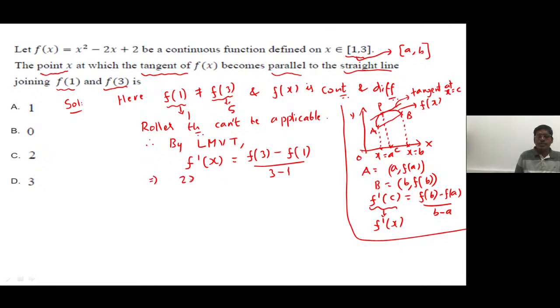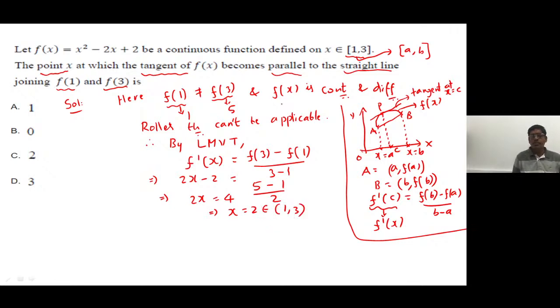Differentiate with respect to x: x square derivative 2x, 2x derivative 2, constant derivative 0. Substituting f of 3, which I just calculated, value 5, minus f of 1, value 1, over 3 minus 1, value 2. So 2x is 5 minus 1, 4 by 2, so 2x is equal to 4, which implies x is equal to 2. Definitely this 2 lies between 1 and 3. They are asking for the point x at which the tangent is parallel, which is the point 2. So accordingly the option is C.